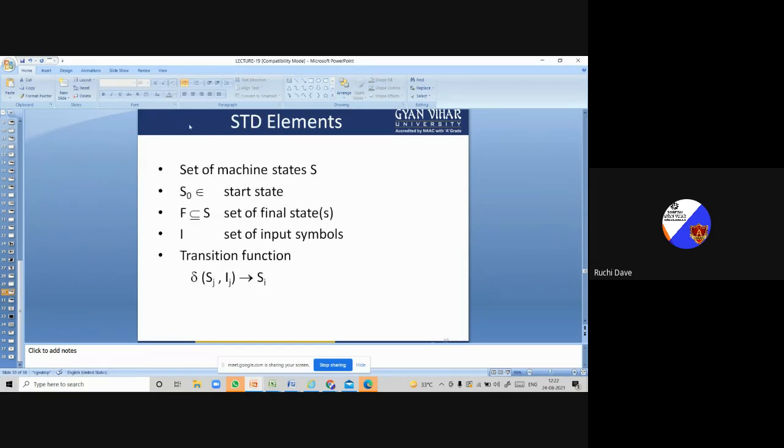Coming to state elements, look here, if you have to write them down, then you will be writing like this. Well, this is not required as per your syllabus, but I have included it so that you have some idea.